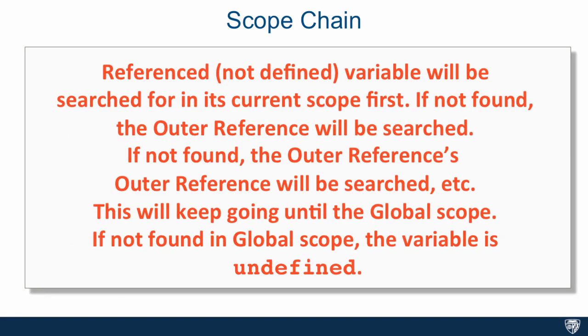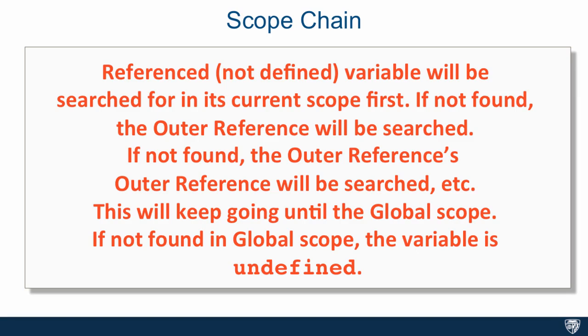So here's how scope chain works. Referenced, notice referenced, not defined, a variable will be searched for in its current scope first. If not found, the outer reference will be searched. If not found there, the outer reference's outer reference will be searched, and so on. Now, this will keep going until the global scope. If not found in global scope, the variable is going to be undefined. Now, we'll discuss the special value undefined when we speak about JavaScript built-in types. But for now, just know that the variable being undefined means it's just not found.